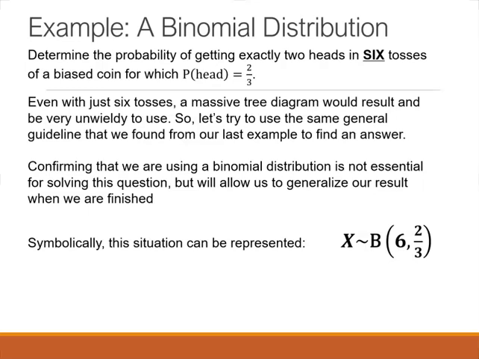So again, knowing that this is binomial isn't going to help us right now, but the pattern that I pick up right now, I'm then going to apply to all binomial distributions. So that's why we're doing this now. So again, I find that this random variable x is binomial 6, 2/3.